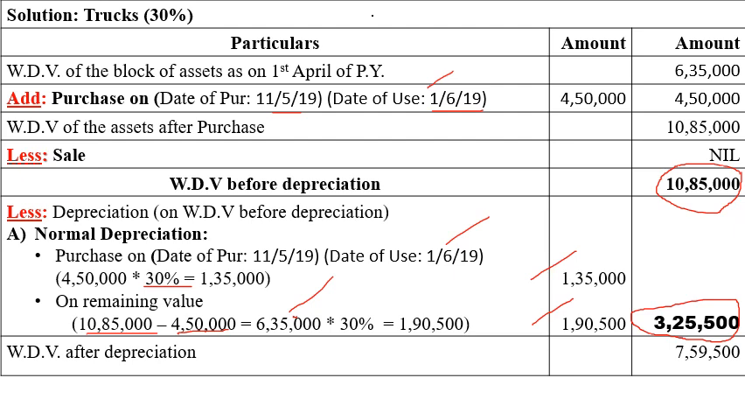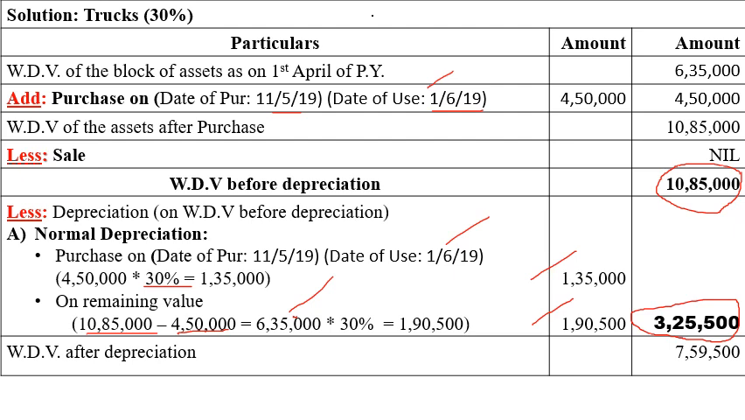And even if there are more than all the assets, if it was used for more than 180 days, then you can calculate directly on written down value. If you calculate step by step, then it is easy to calculate. And if you understand the concept of depreciation, then you can calculate directly on written down value before depreciation.